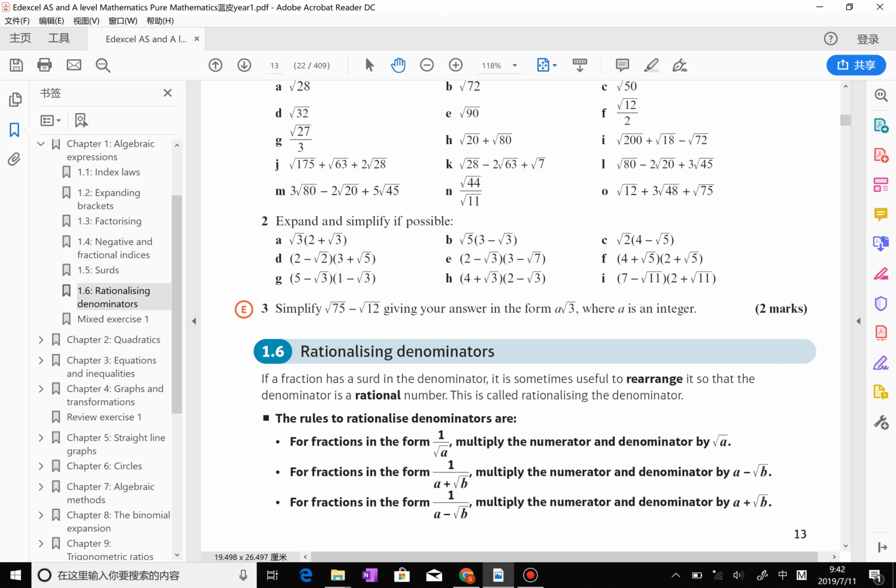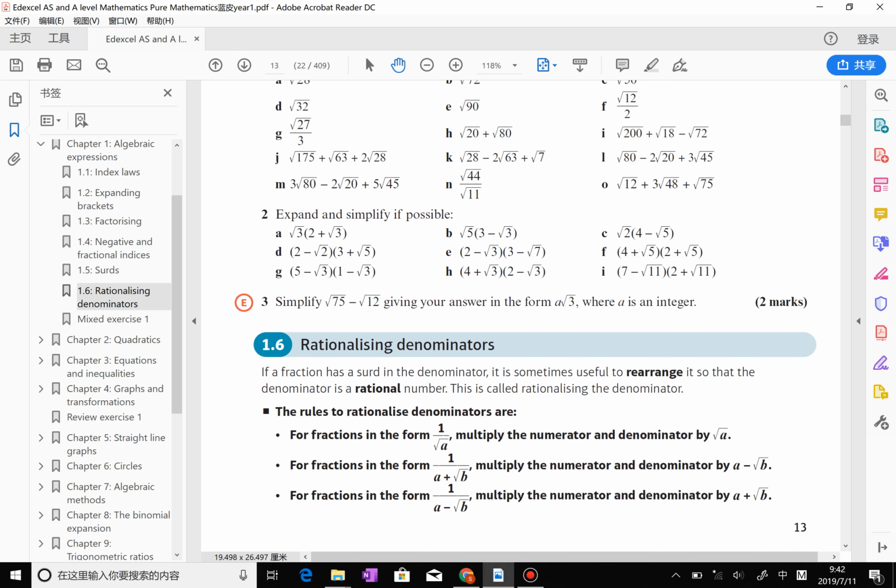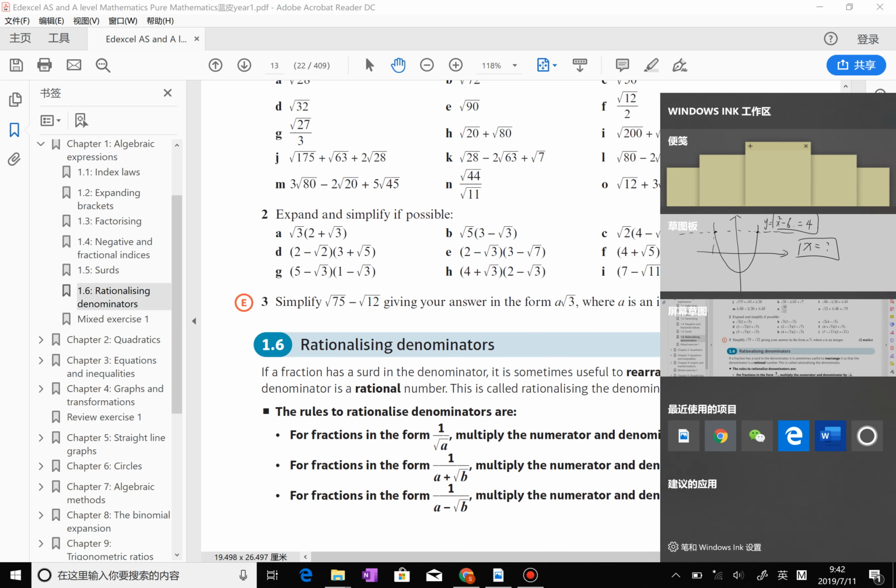Hello everyone, welcome back. So we're going to start 1.6 rationalizing denominators in chapter 1. Before we start our real problems, you should understand how we should do this. So how could you rationalize denominators?